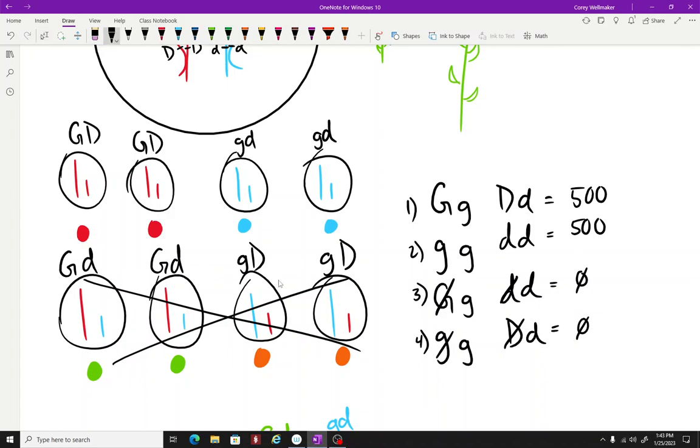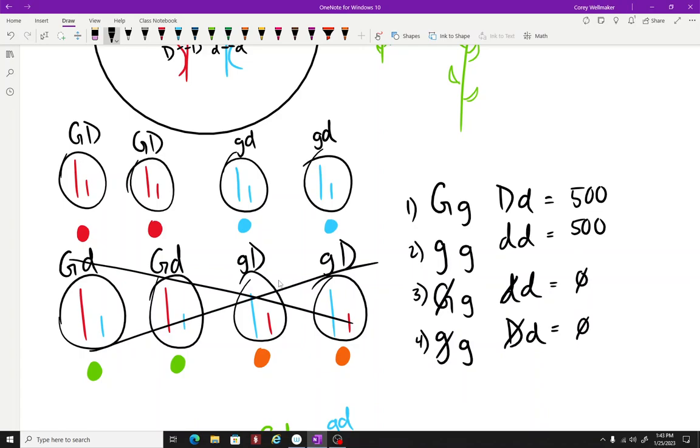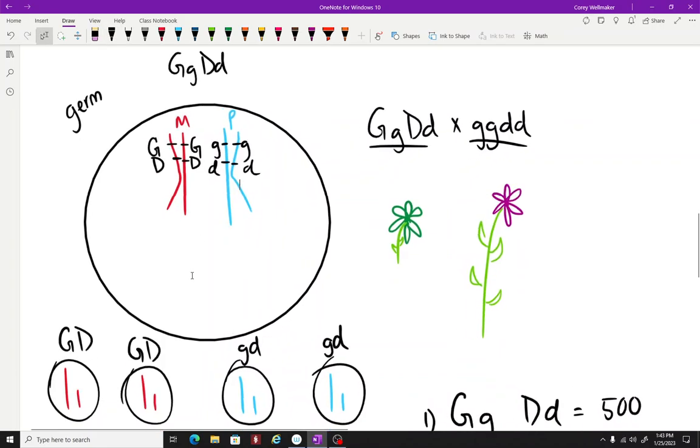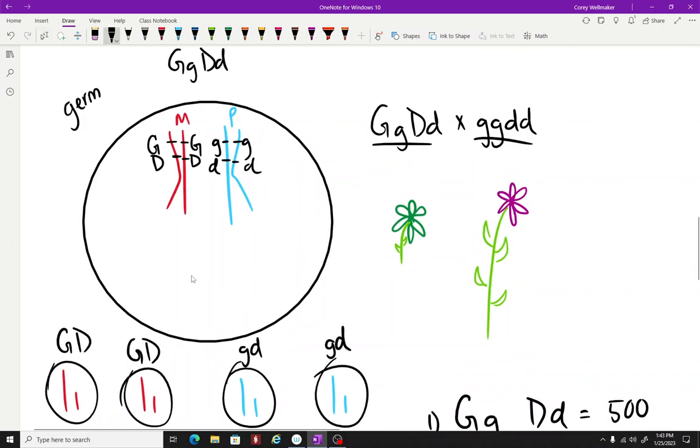Right, but we're not seeing that. So what could explain why none of the sex cells look like this? And the explanation is that we're going to put uppercase D with uppercase G. We're going to put lowercase d with lowercase g. So in this scenario, there is no way to get a dominant G and a recessive D in the same sex cell, right? Because it doesn't matter if I flip-flop the chromosomes, right?